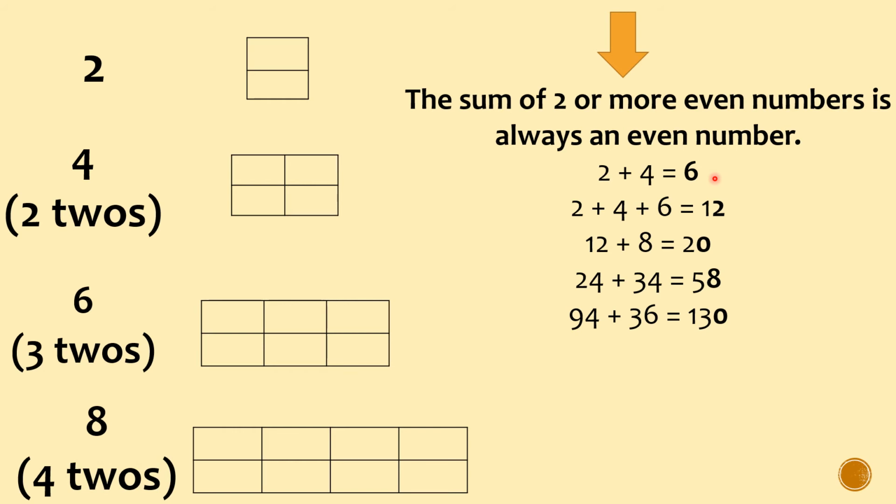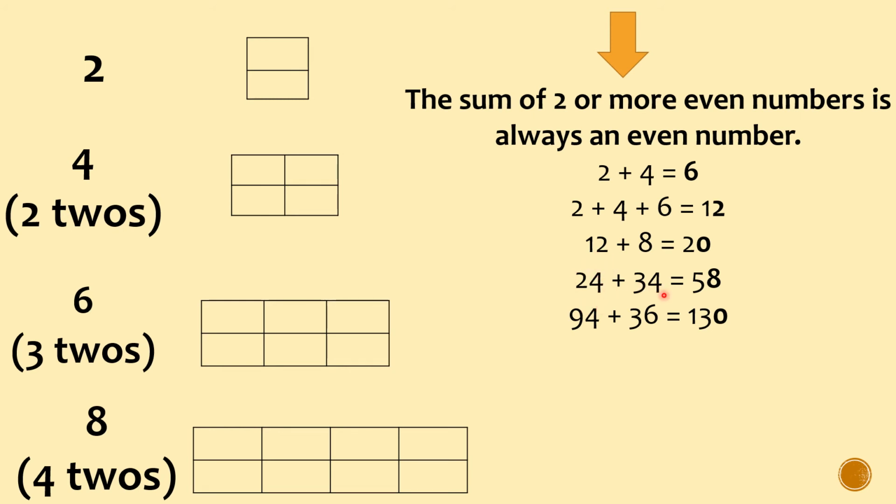24 plus 34. Now 24 is an even number. How would you check 24 is an even number? You look at the digit in its ones place, it is 4, and 4 is an even number. That means 24 is an even number.